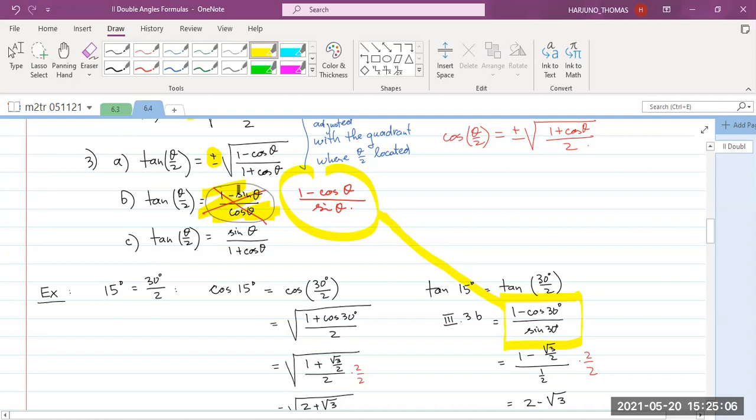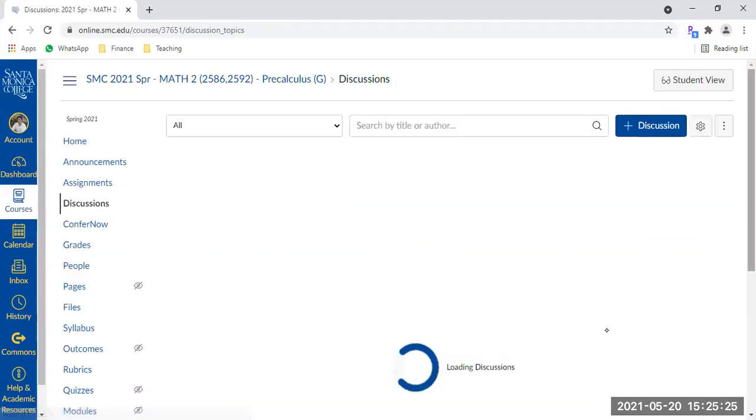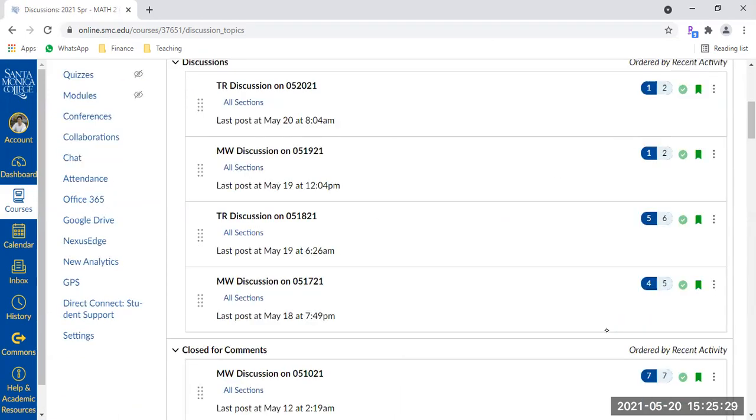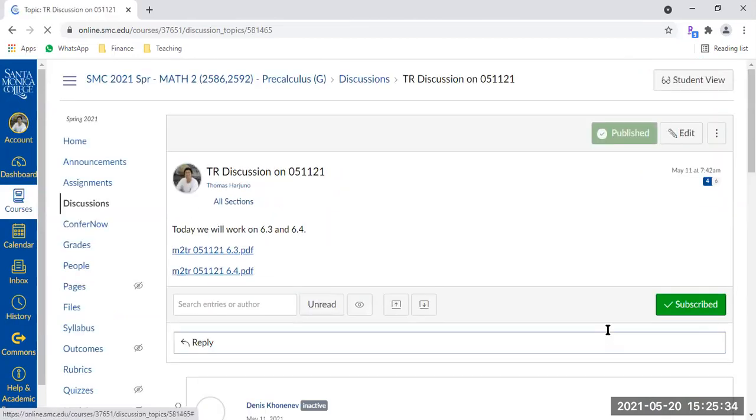But please correct your notes if you took notes. I already corrected the notes I posted on the discussion board. Let me show you. On the discussion board, May the 11th discussion board for 6.4.